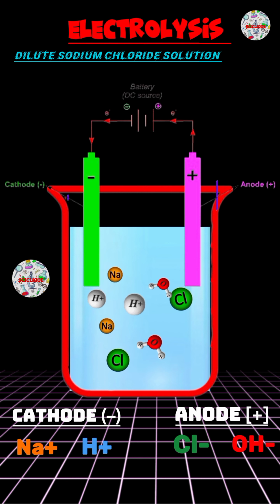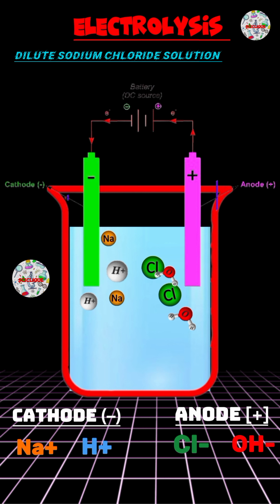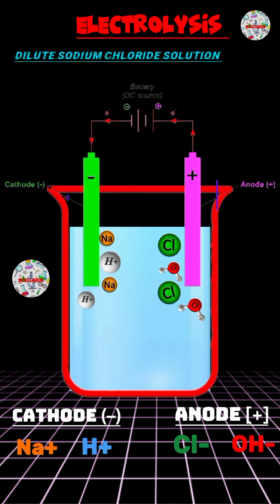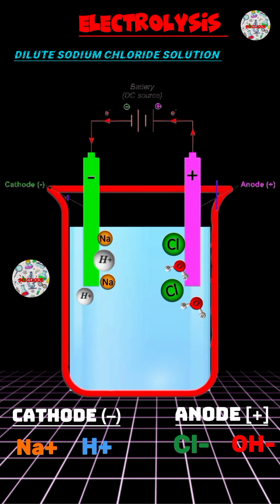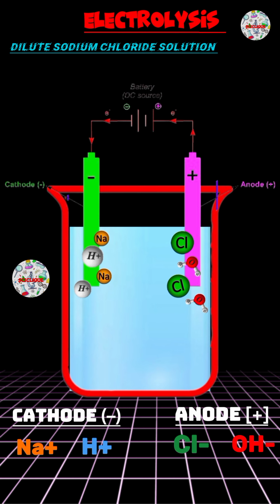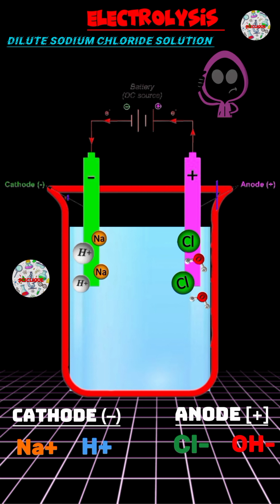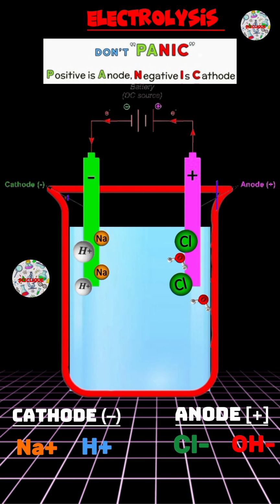Now, in case you're wondering why this is so, I've got 2 words for you: opposites attract. The anode, being the positive electrode, will attract the negatively charged ions, while the cathode, being a negative electrode, will attract the positively charged ions. Now, on to our first trick. How would you remember which electrode is positive or not? PANIC. So positive, anode. Negative is cathode.